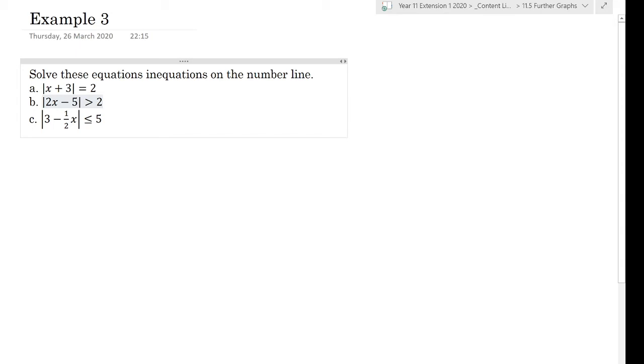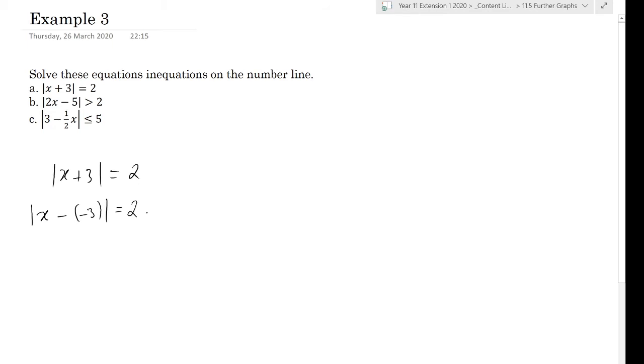Okay, so we're going to solve the equations and inequations on the number line. So solve these equations and inequations on the number line. Okay, so let's start off with the first one. So we've got the absolute value of x plus 3 is equal to 2. So I'm going to rewrite this as the absolute value of x minus negative 3 is equal to 2. Because effectively what this is saying is the difference between x and negative 3 is 2. So what distance between x and negative 3 is equal to 2?